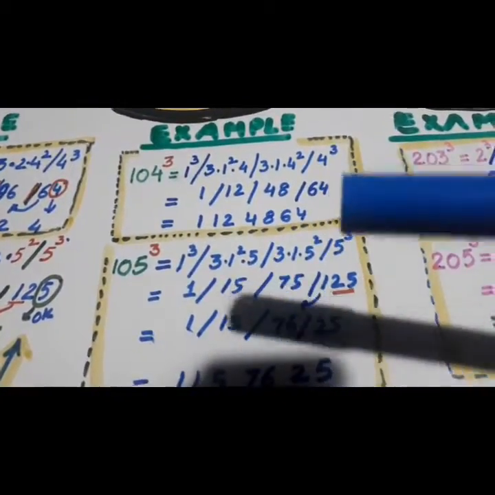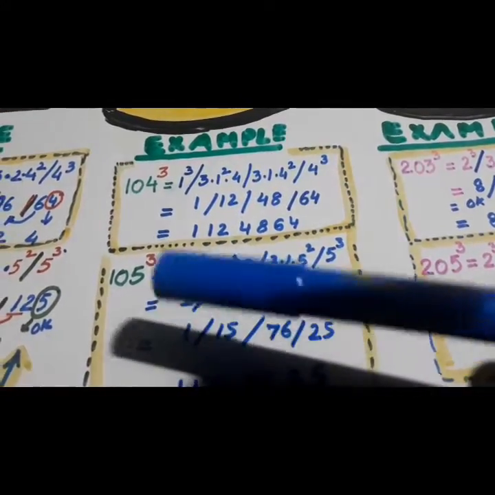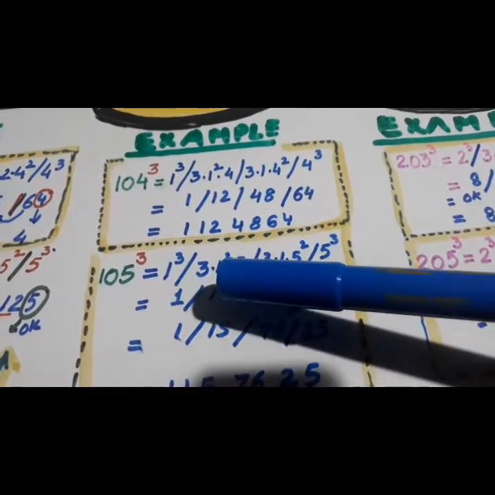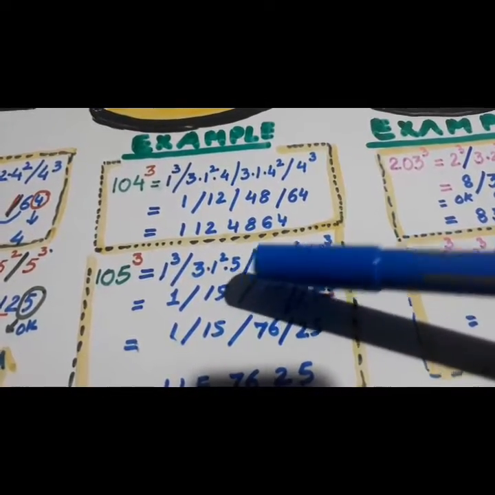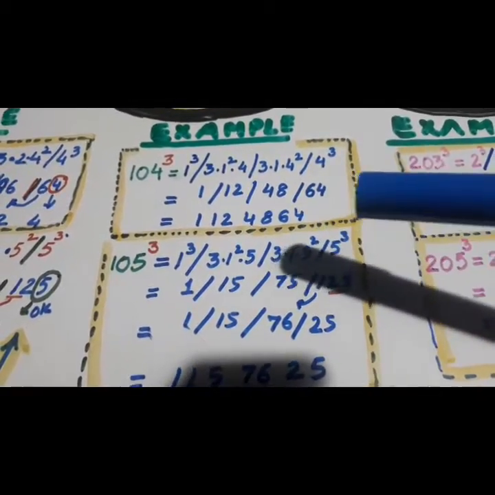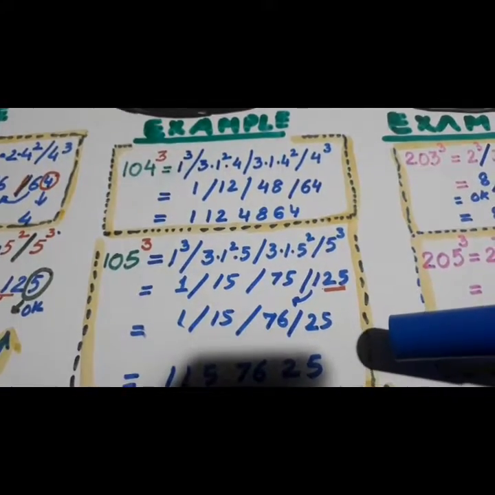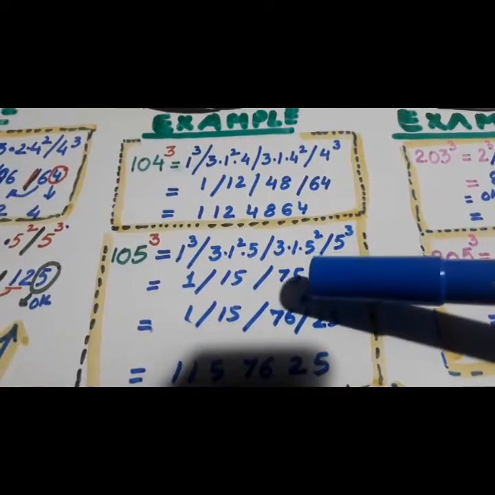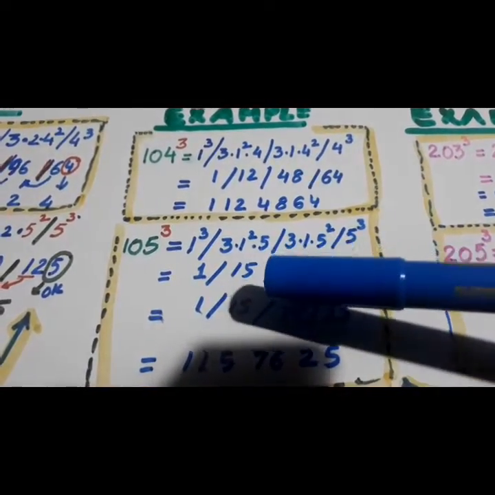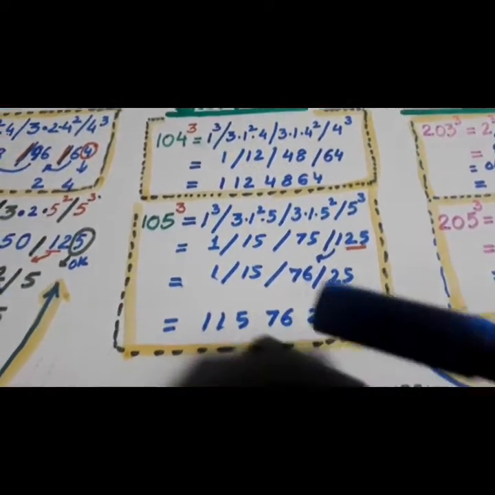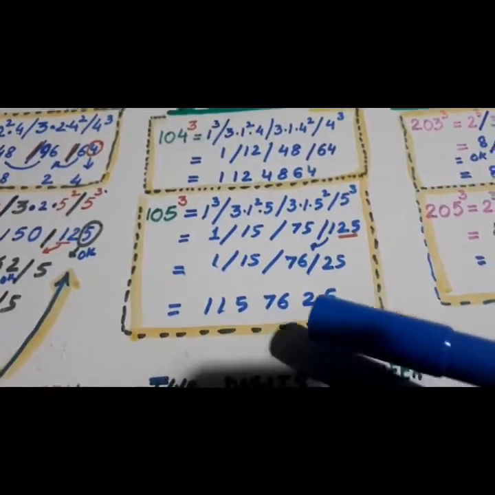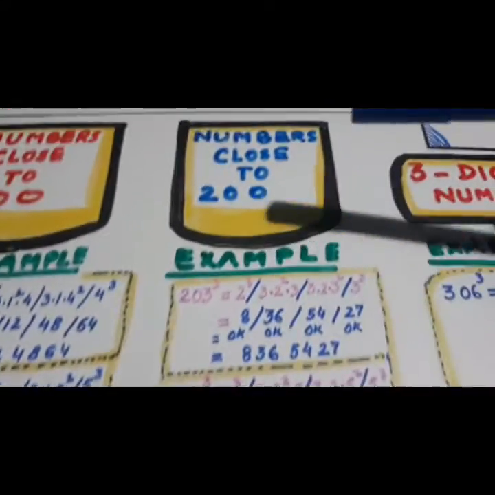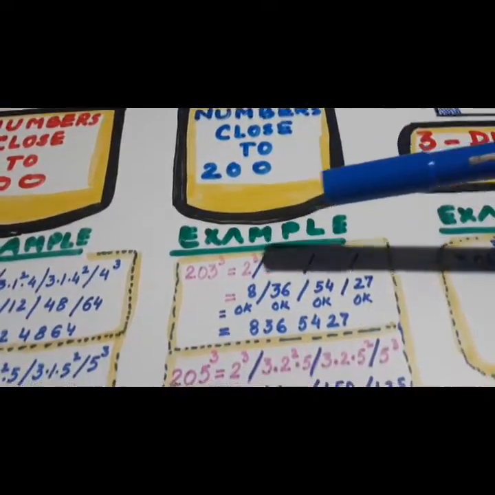Now again 105 cube. आपने only 1 और 5 को देखना है. 1 cube means a cube, 3a square b, 3 into 1 square into 5, plus 3 into 1 into 5 square, plus 5 cube. 5 cube is 125. 5 square into 3 is 75. 5 into 3 is 15 and this 1. Answer will come 1, 15, 76, 25. Very easy, very easy.